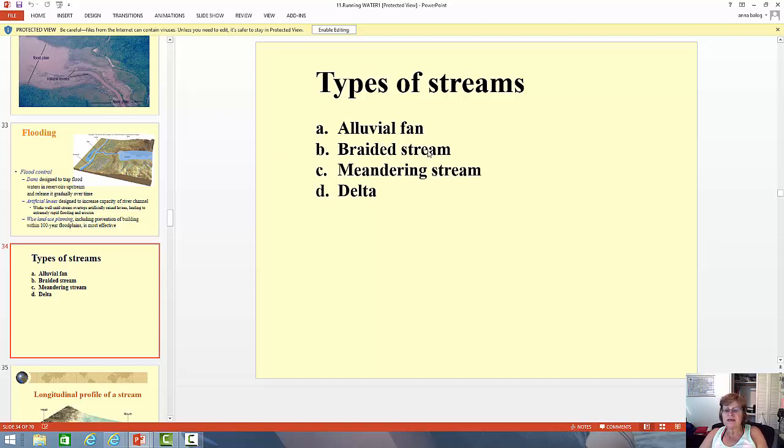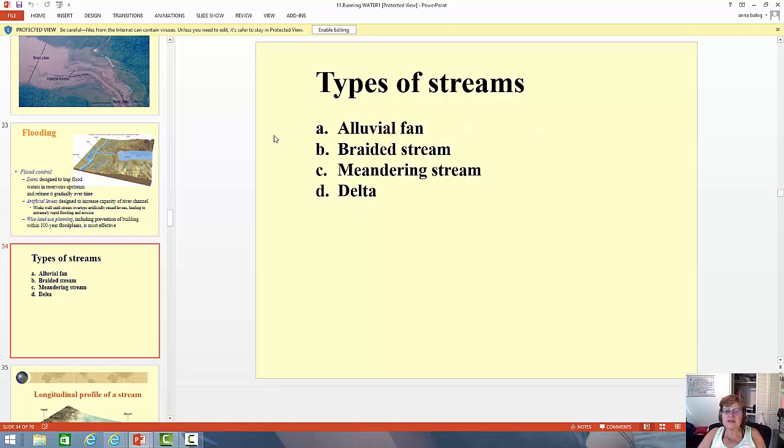The braided stream is right below the alluvial fan, and you have very, very fast moving, lots of sediment, and it puts down into low islands. So the braided stream is a lot of split channels still with a lot of sediment. Meandering stream is when it's absolutely flat, remember, so you can draw it. And remember, it has the oxbow lake, the cut bank, the point bar and all that.